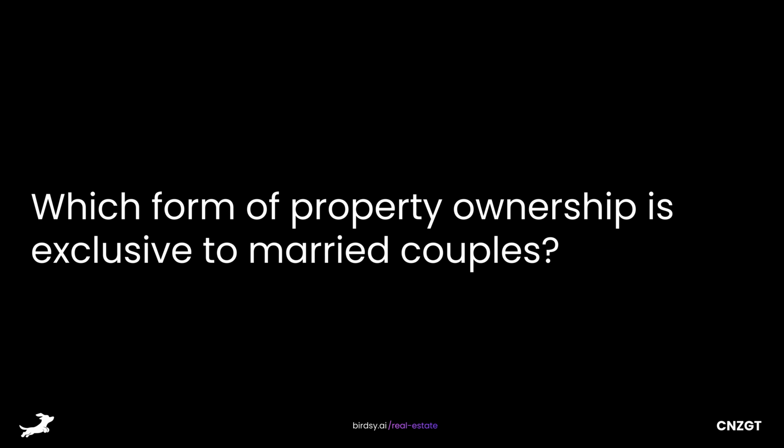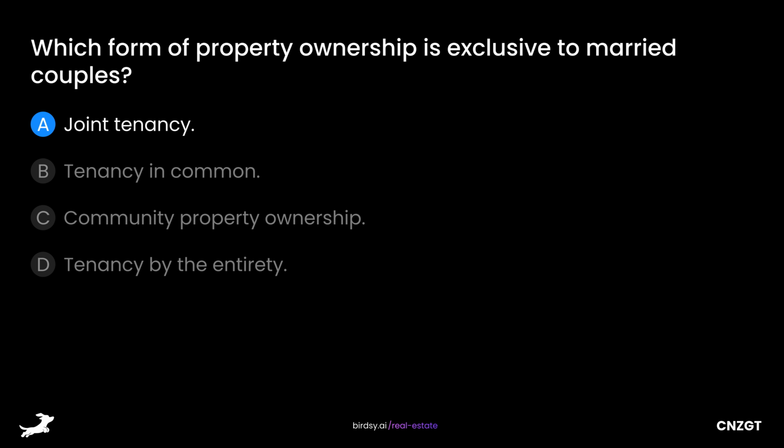Which form of property ownership is exclusive to married couples? Is it A, joint tenancy, B, tenancy in common, C, community property ownership, or D, tenancy by the entirety? The answer is D, tenancy by the entirety.